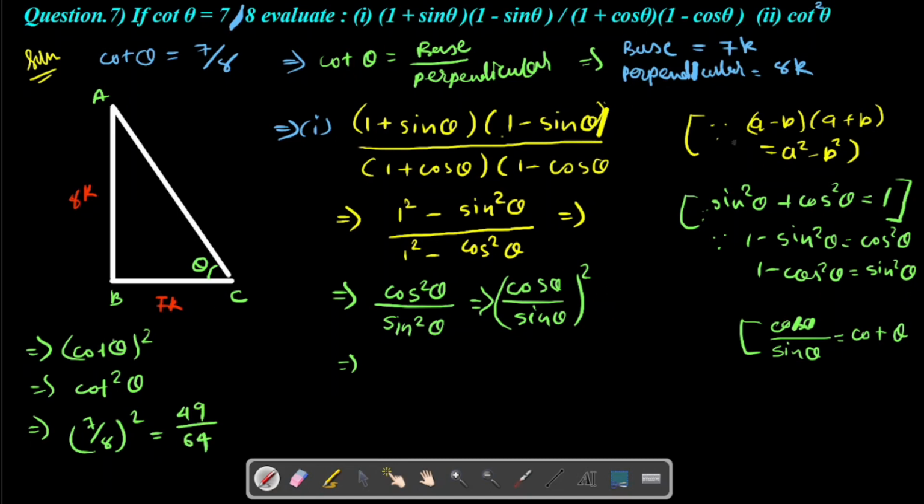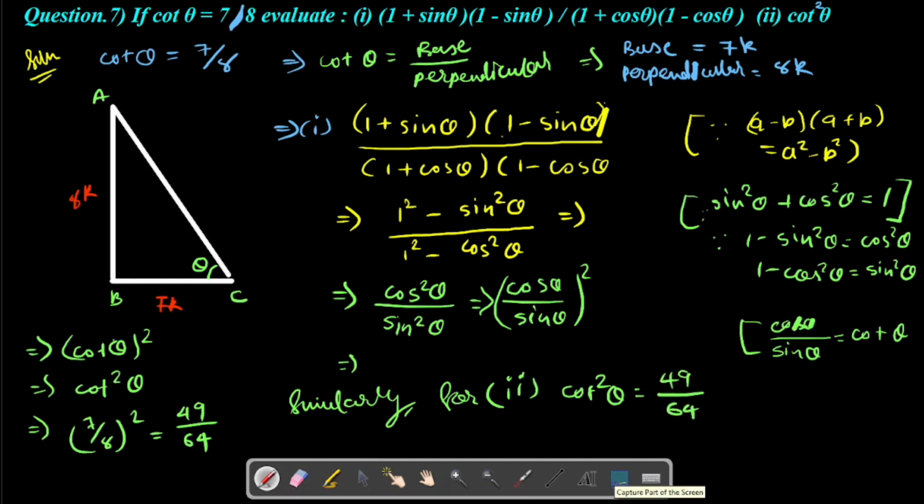Similarly, the second one is cot square theta, which is also equal to the first one. So for the second one, cot square theta is equal to 49 upon 64. So our seventh question is completed. Now we will discuss the next questions, which are 8, 9, 10 and 11, in our next session.